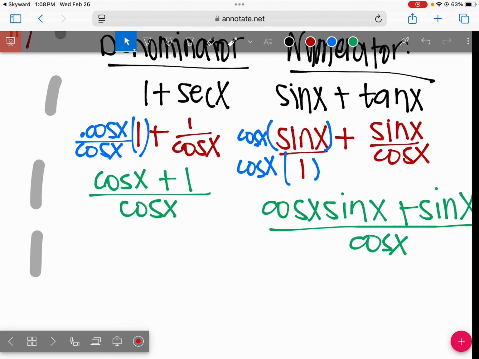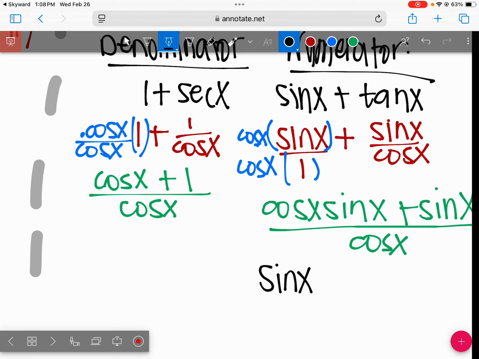However, do we think this is as simple as we can make it? No. We see on this top portion, both of these have a sine x in them. So we're going to pull the sine x out. If we were to pull the sine x out, it's basically like undoing a distribution moment. So we're going to put a sine x on the outside.